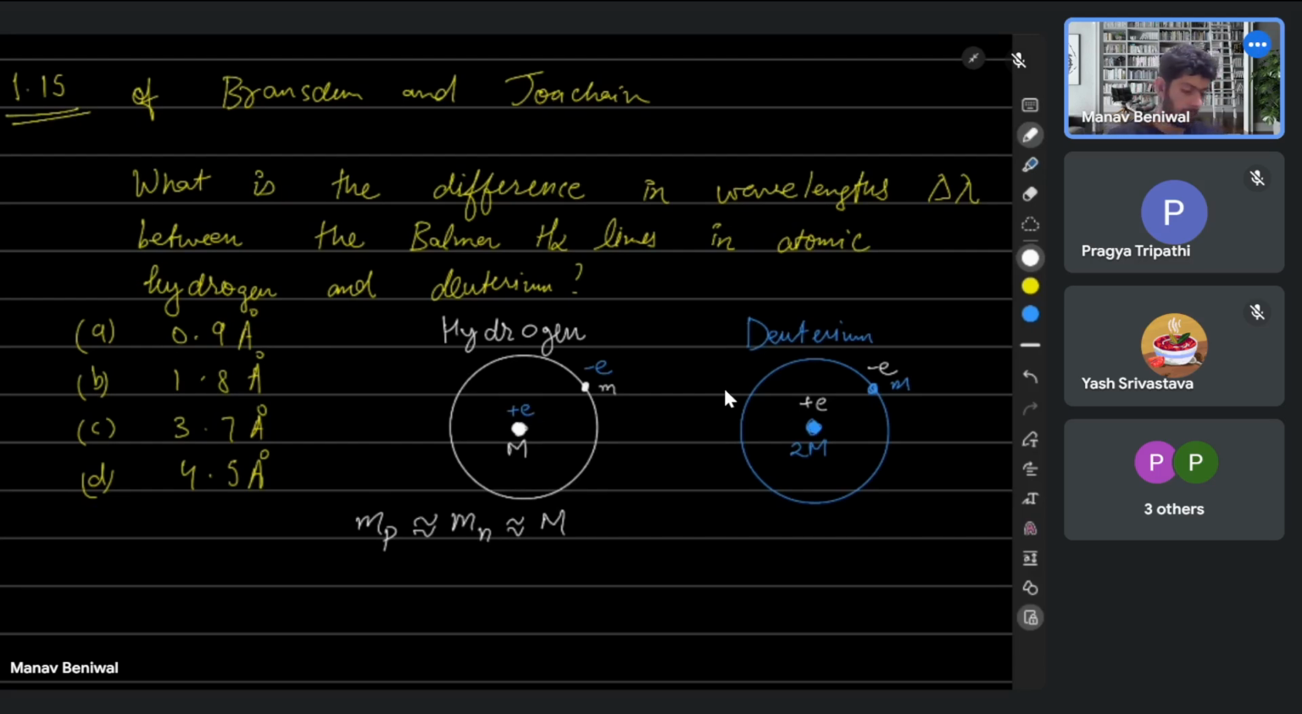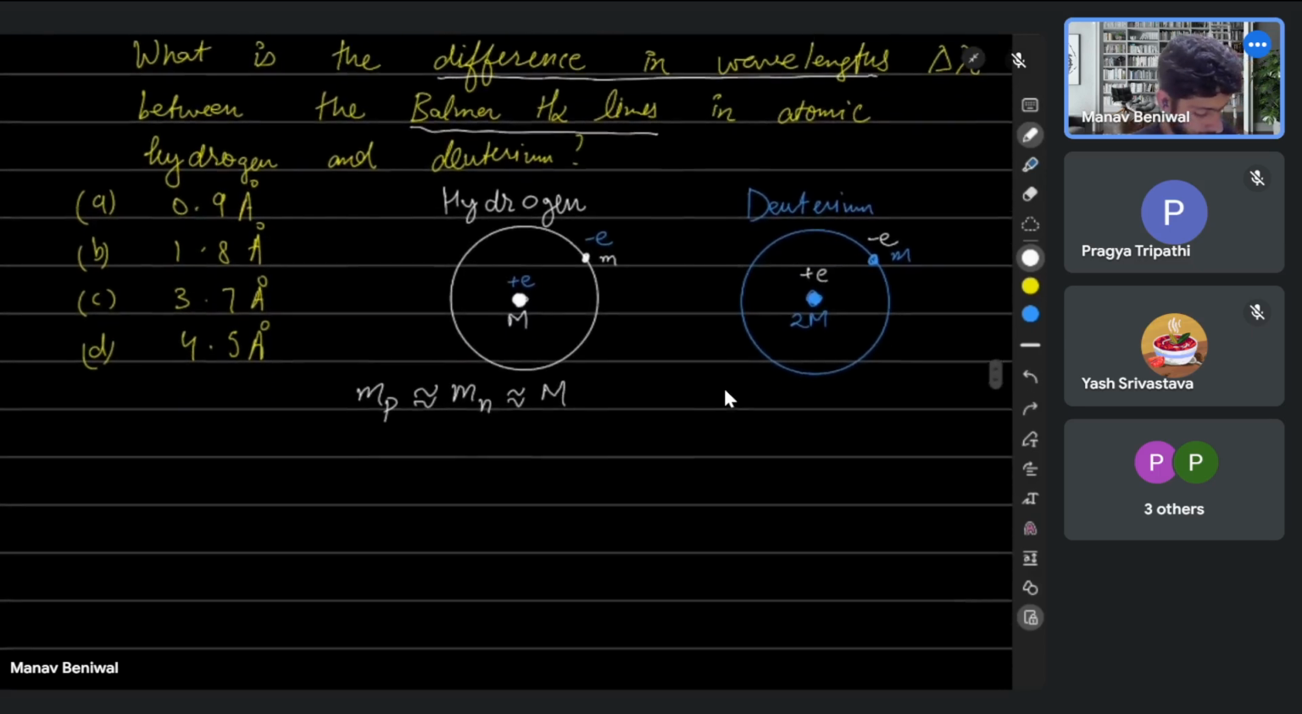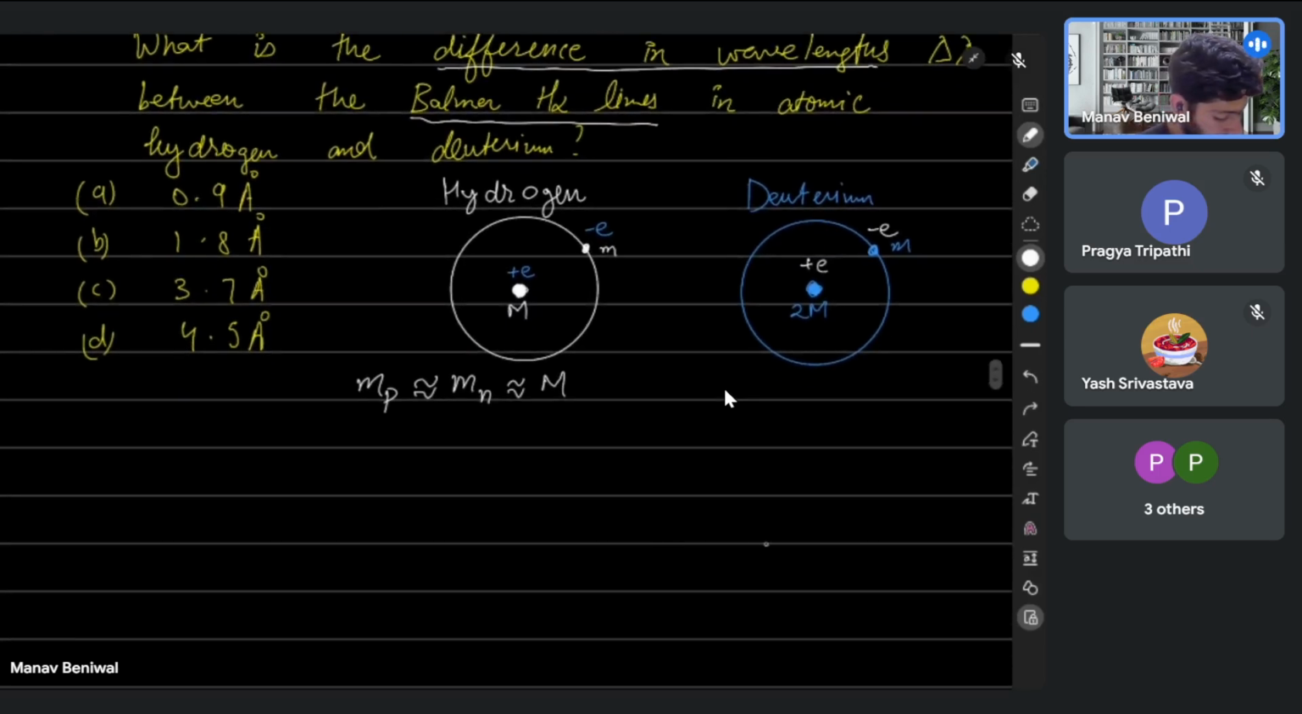Now what we need to find out is the difference between the wavelengths, delta lambda, between the Balmer H alpha lines in atomic hydrogen and deuterium. So what is Balmer H alpha line? We already discussed it earlier. So you have levels like this. Let's say you have levels like this.